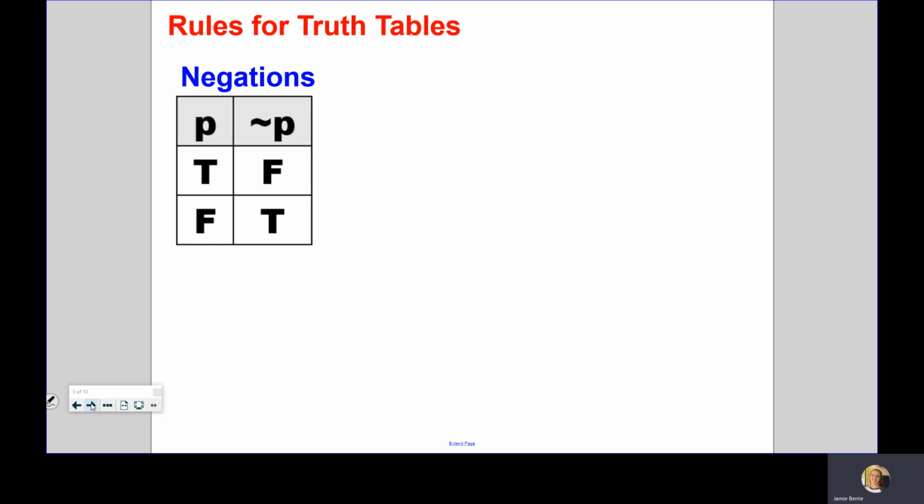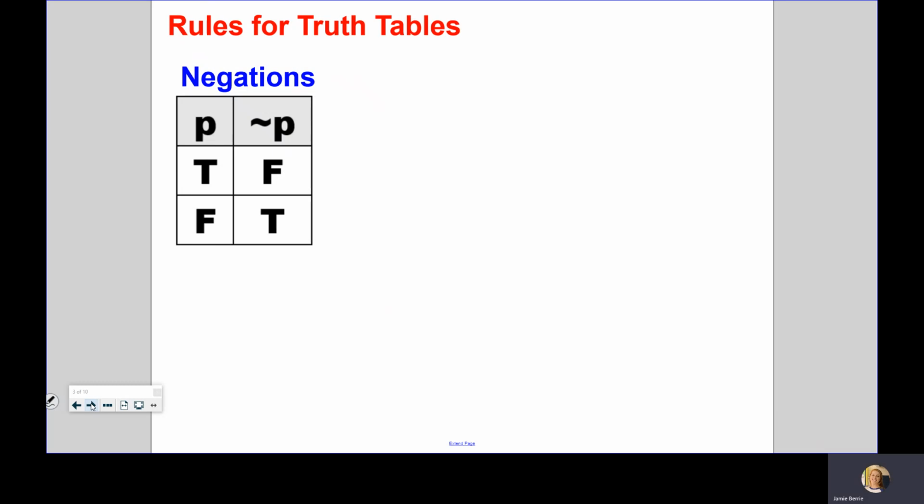The first rule is for negations. This is the easiest rule, so I didn't even include it in the table over here because it's so simple. The definition of a negation is that it's the logical opposite of the original statement. So if the original statement is true, the negation will be false. If the original statement is false, the negation will be true. Very simple.